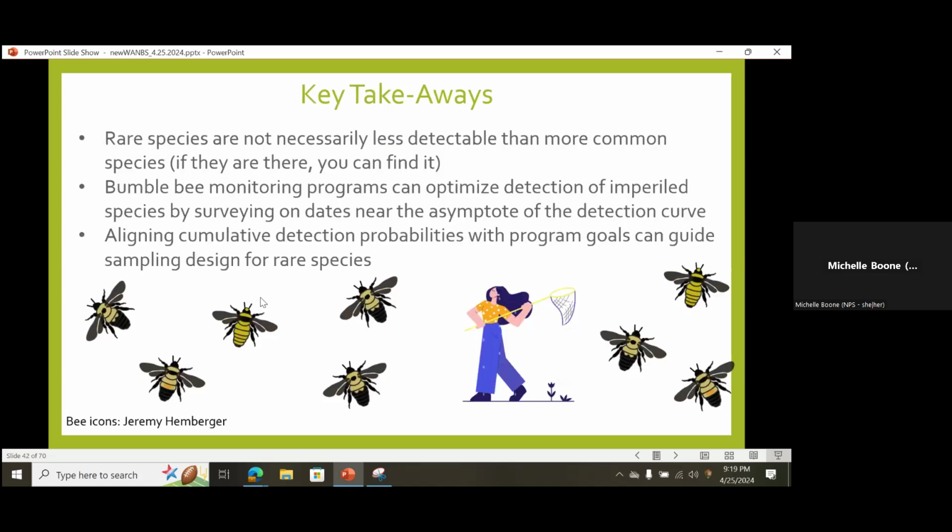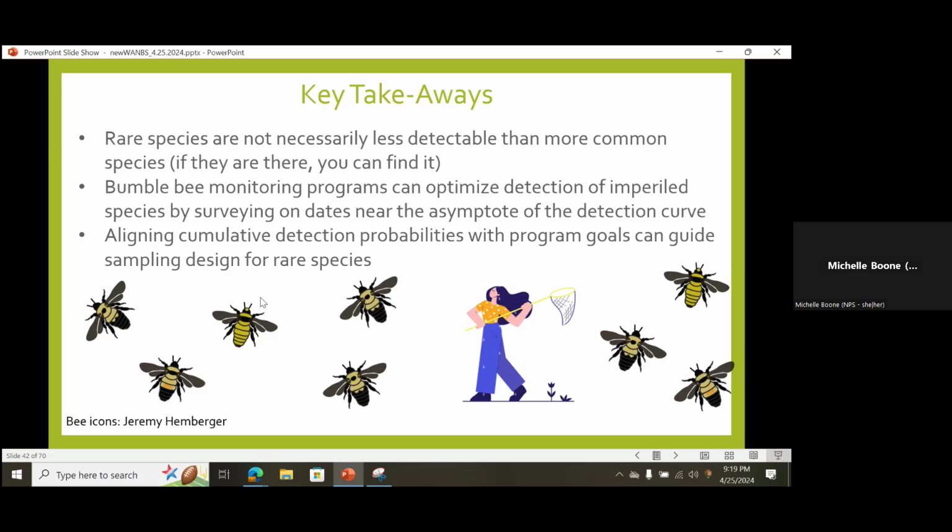And so the key takeaways from that first study are that rare species are not necessarily less detectable than more common ones, meaning if they're there, you can find them. Certainly, if there's a lower density of a species, it's going to be harder to find, but we didn't see any strong patterns, at least in this bumblebee community, suggesting that rusty patch bumblebee were much less detectable than any other species. And so bumblebee monitoring programs can use information like this to optimize their detection.